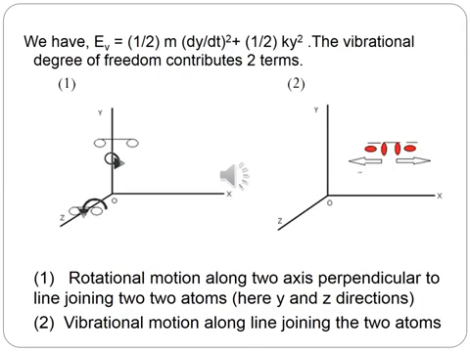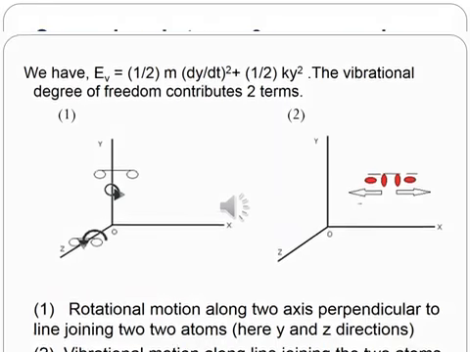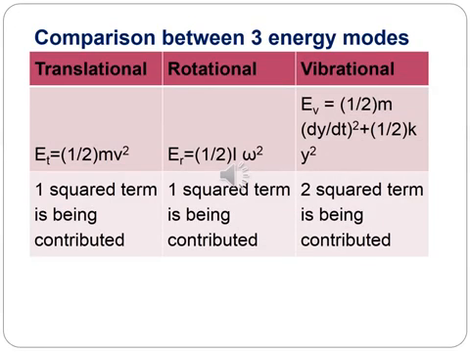From the given figures, the first one shows the rotational motion along two axes perpendicular to the line joining two atoms, here the y and z directions, and the second figure shows vibrational motion along the line joining the two atoms of a molecule. This slide helps you to compare the translational, rotational and vibrational energy modes of a molecule with one another.